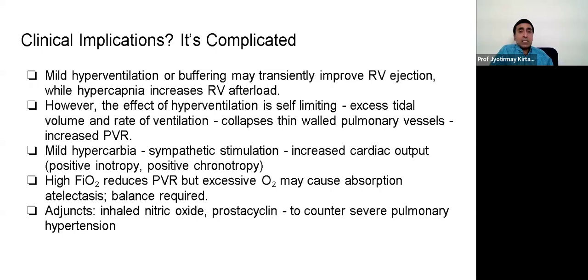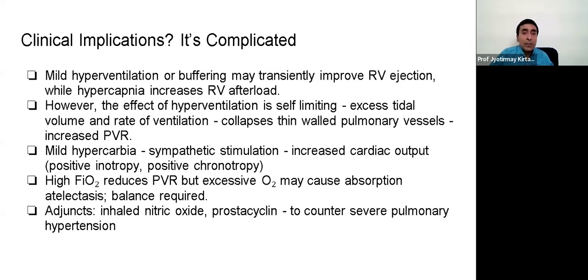So what are the clinical implications? It's complicated. If you go for mild hyperventilation or buffering, it may transiently improve RV ejection, but hypercarbia will increase the afterload. But if you are hyperventilating, trying to achieve an arbitrary CO2 goal, it will be self-limiting. Two things: right ventricular preload will get reduced, and right ventricular afterload will get increased, because the increased ventilation would collapse the thin wall pulmonary vessels. Because you know the PVR is a U-shaped curve.